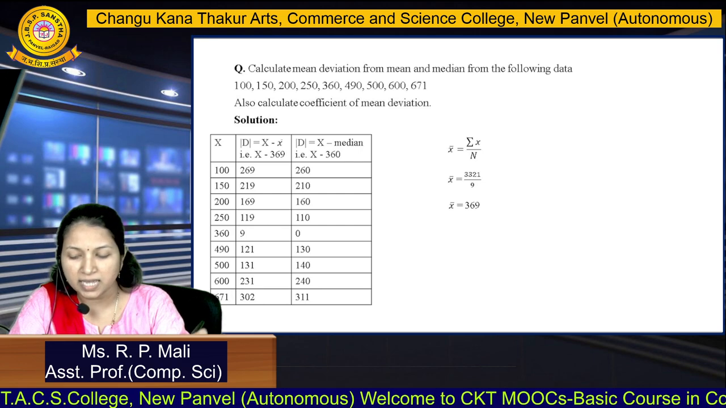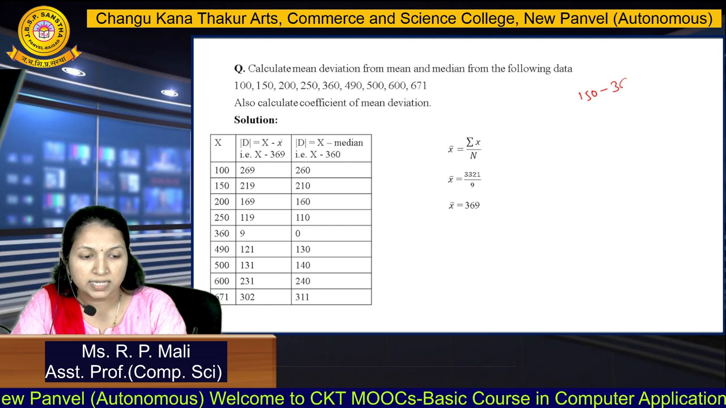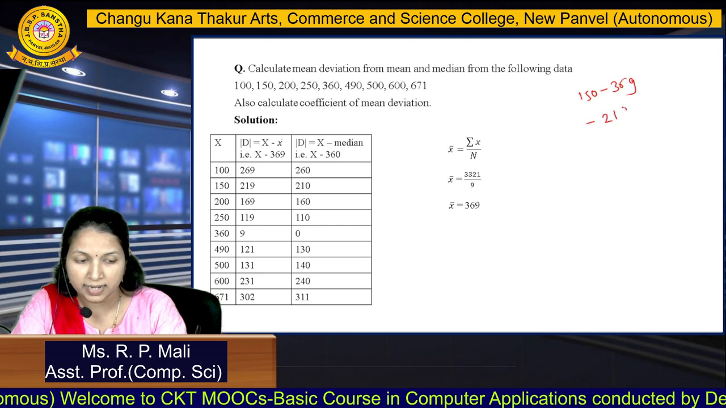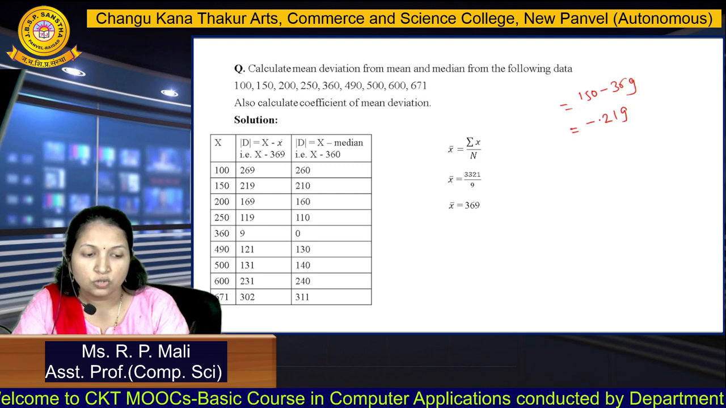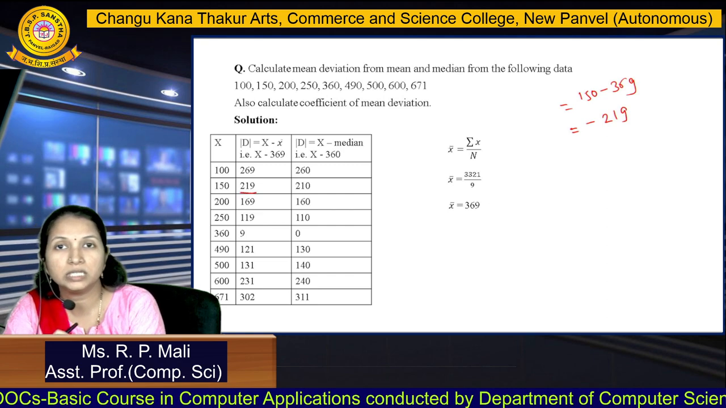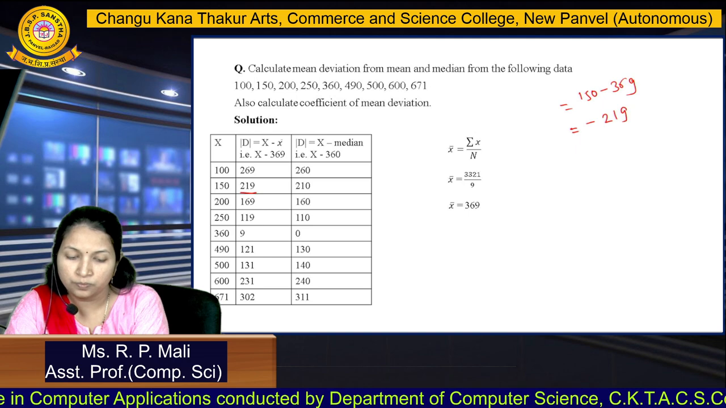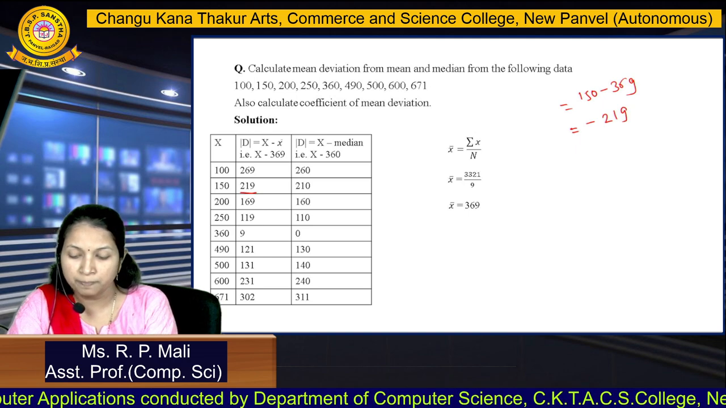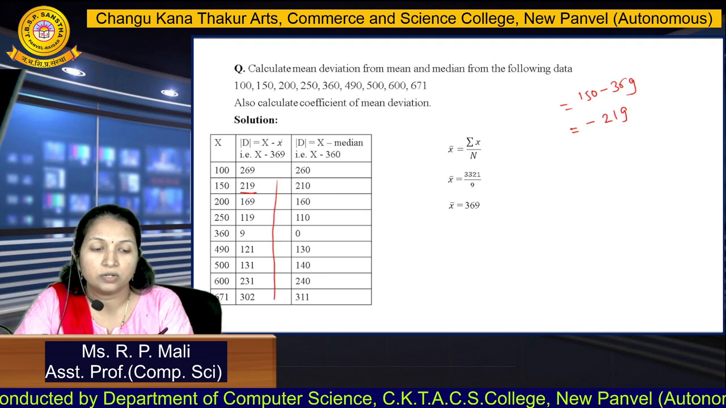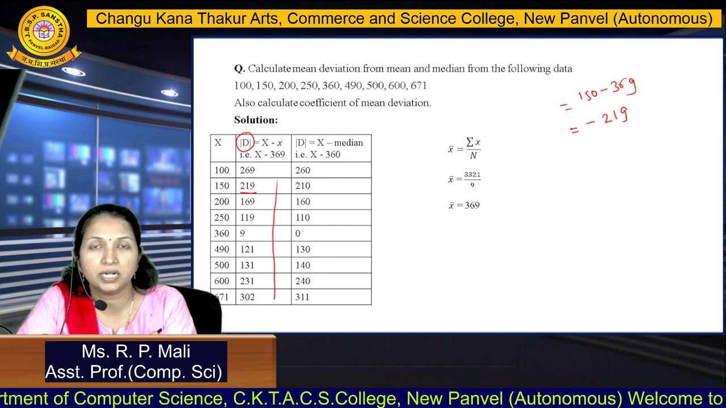The next calculation will be 150 minus 369. Again you get an answer in minus, that is minus 219. Again we ignore the sign, that's why you have a positive value over here. In the same way we subtract each x value from your mean. After subtraction, this is the column of values. This is your deviation. What do you mean by d? D means your deviation.